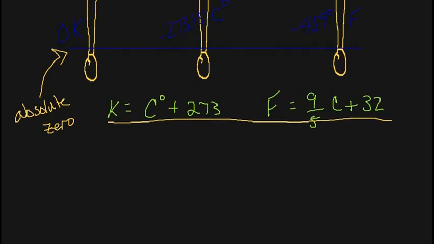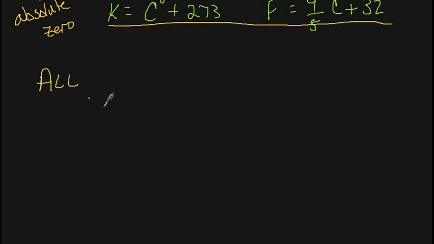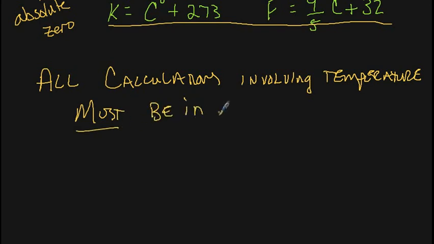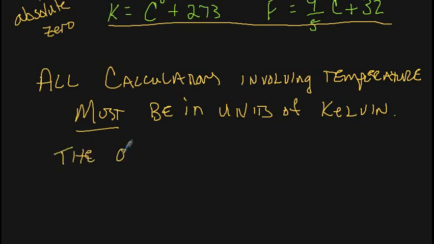And the moral of the story is this. All calculations involving temperature must be in units of Kelvin. Otherwise, it doesn't work, and we start doing proportions, and we have negative numbers in there with the proportions. It's the only way the math works.